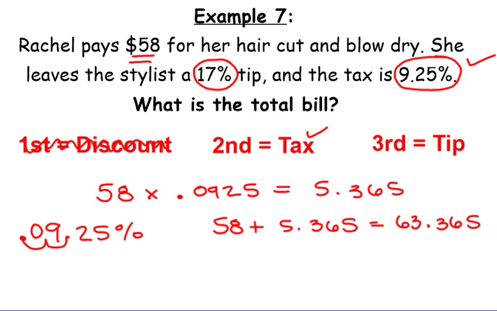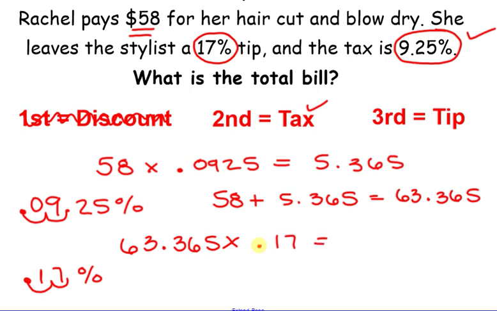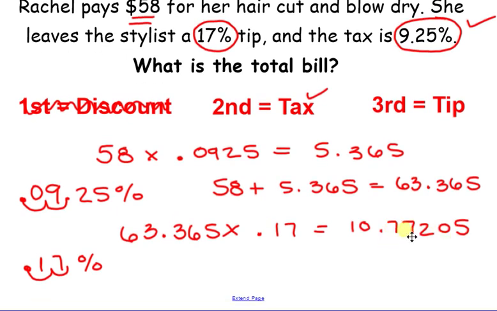Okay, now let's calculate the tip. So our new total is 63.365. Our tip is 17%, so times 17%, move the decimal point back 2 spots, so it's going to be times 0.17. Go ahead and calculate that. You're going to get 10.77205. So that's how much tip you're going to leave.